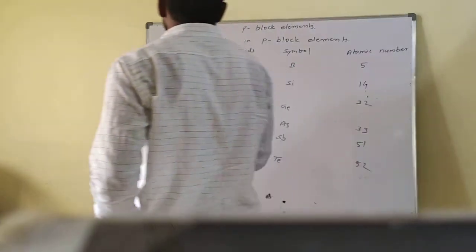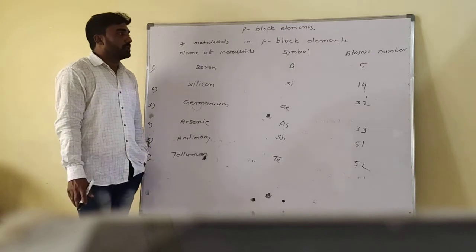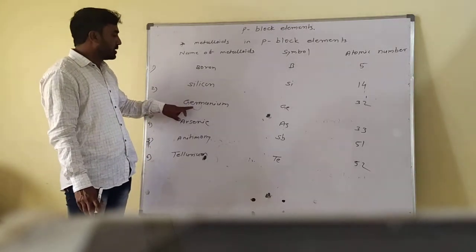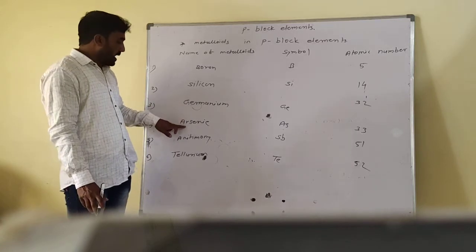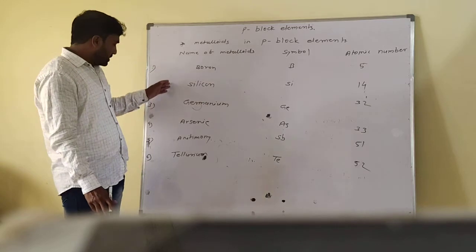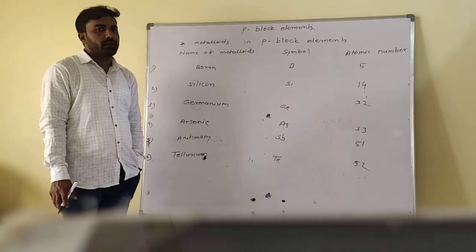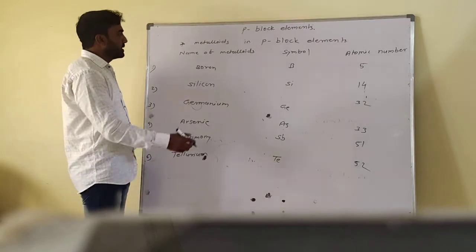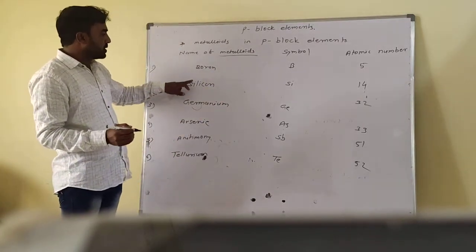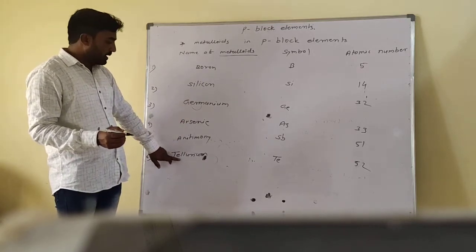Now, second point: p block elements include the metalloids. The names of the metalloids are boron, silicon, germanium, arsenic, antimony and tellurium. These 6 elements are a combination between metals and non-metals. That's why these are the metalloids.